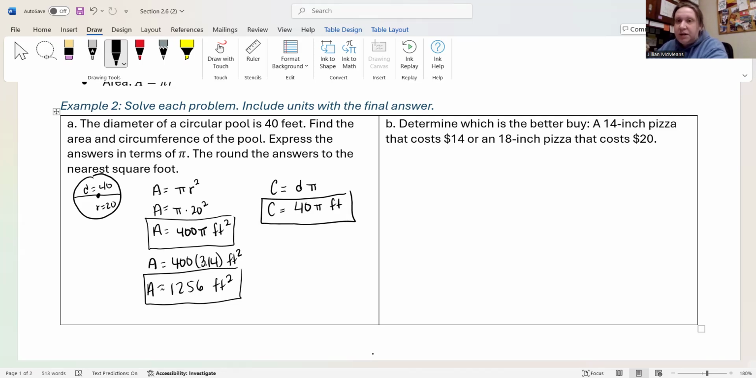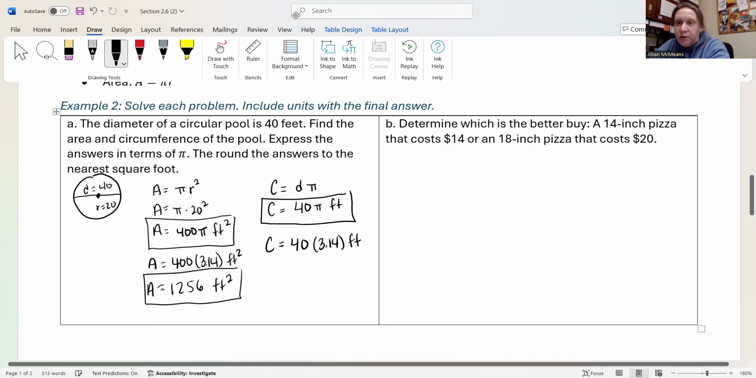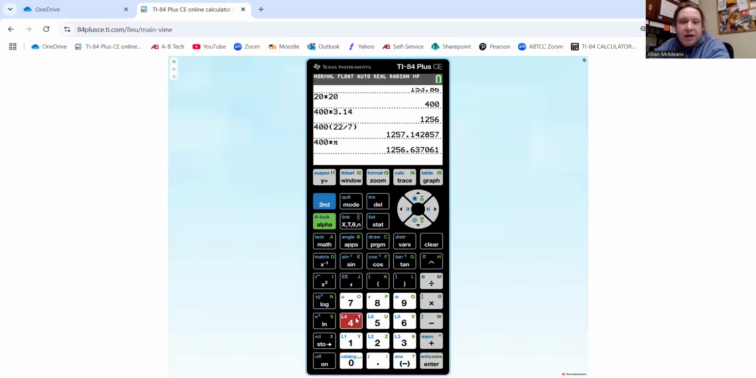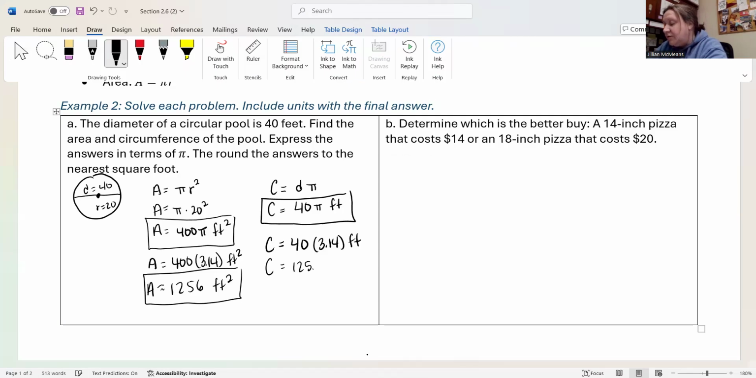But again, oftentimes we need to do some kind of estimate. So let's use 3.14 again. So I get 40 times 3.14 feet. Some of you will be able to figure out what this answer is, because 40 is basically 400 divided by 10. So we could take our previous answer and divide it by 10, but let's just go to the calculator. So we're going to get 40 times 3.14, and that gives us 125.6 feet. So let's go back to the worksheet.